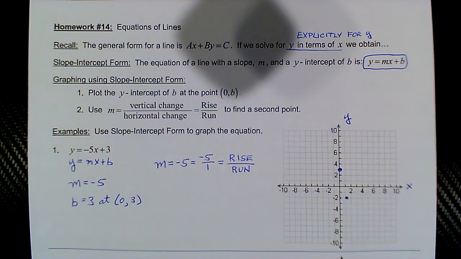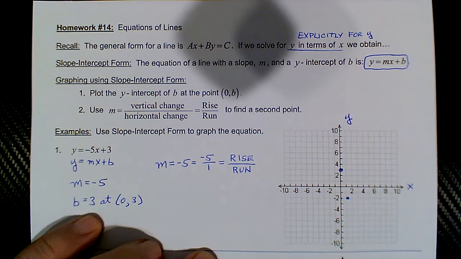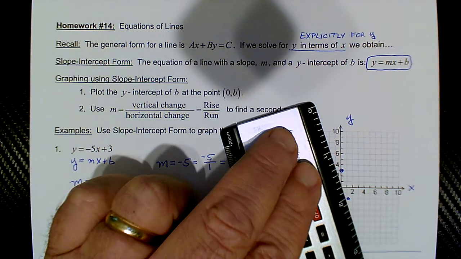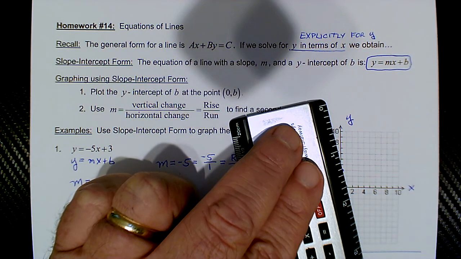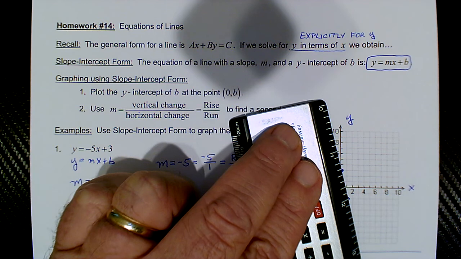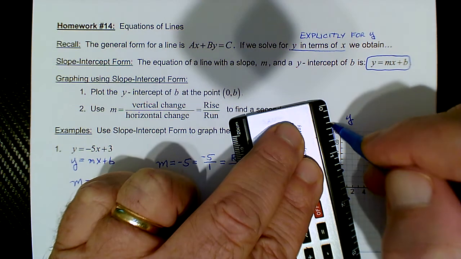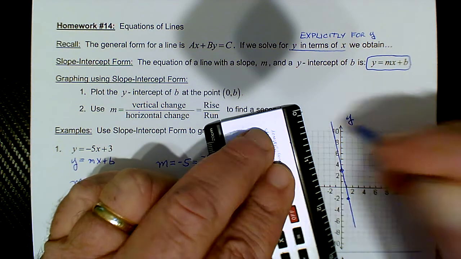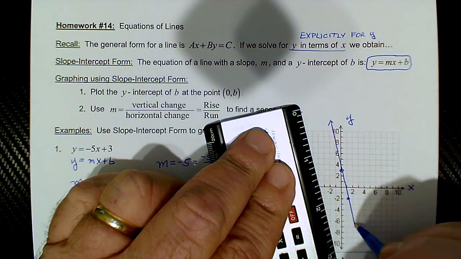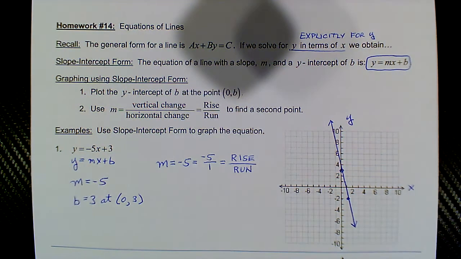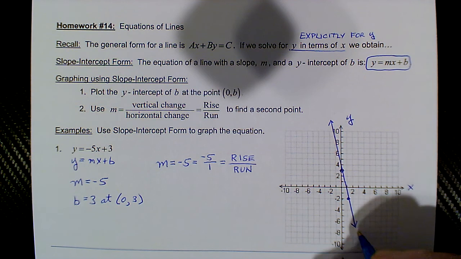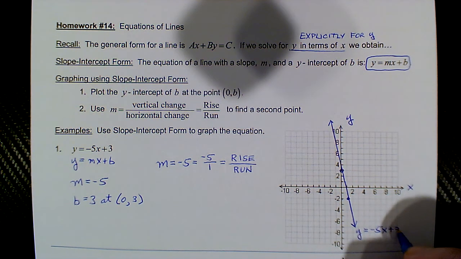And then we can graph the line. So, trying to be as accurate as I can. Looks like that's the line. And I'll label that as it's given. y equals -5x plus 3. So that's all there is to it.